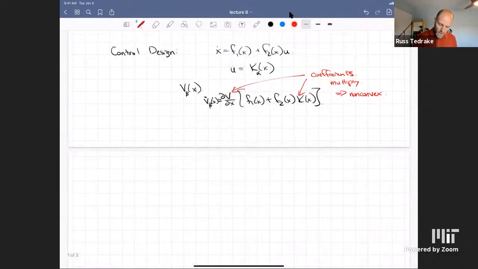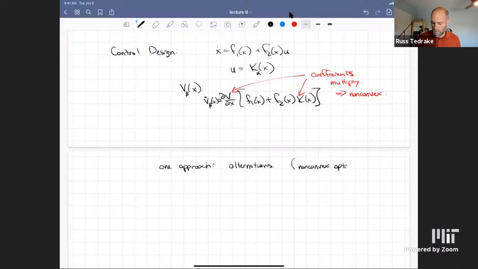And one idea, like I mentioned a minute ago, which is a general approach to bilinear solving, is to do alternations. It's a way to do non-convex optimization via simpler convex problems.